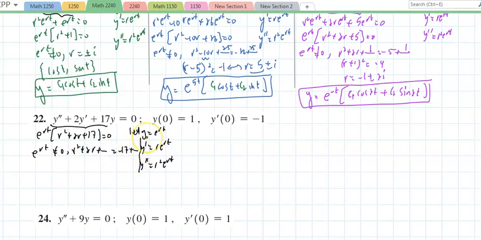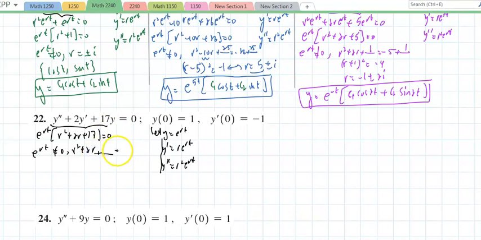Take half of the middle number. Okay, I need to squish that. I have plenty of space. There. Take half of the middle number, which is 1, and square it. That would be (r plus 1) squared equals negative 16. So r equals negative 1 plus or minus 4i.